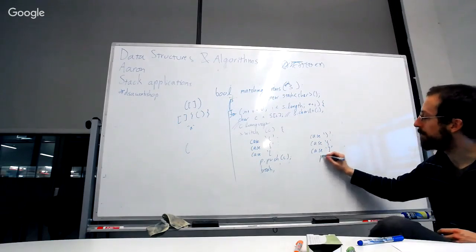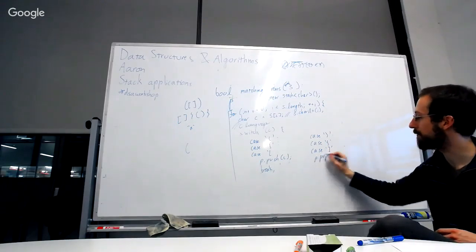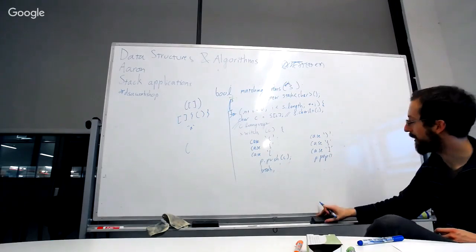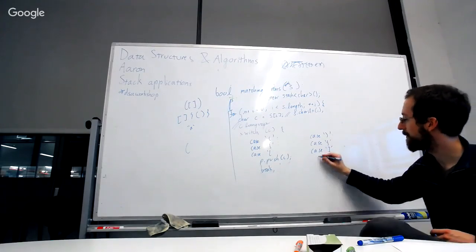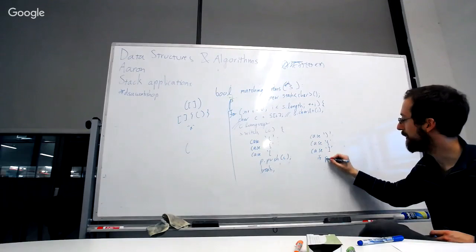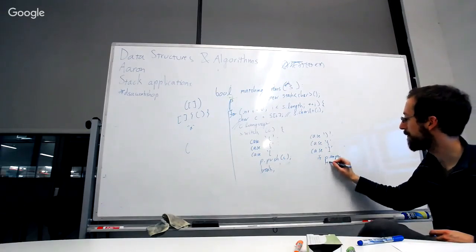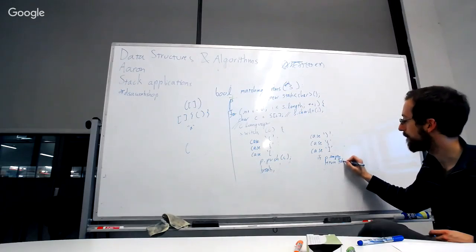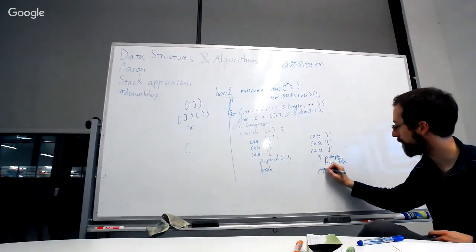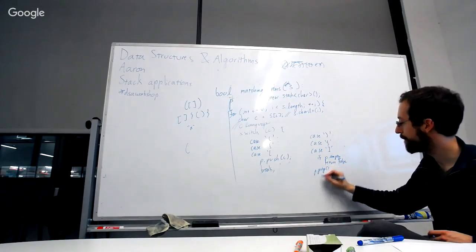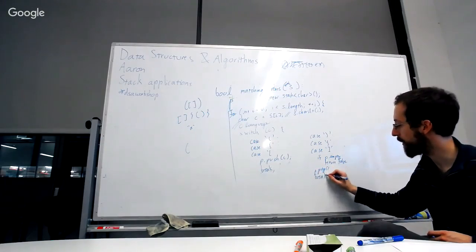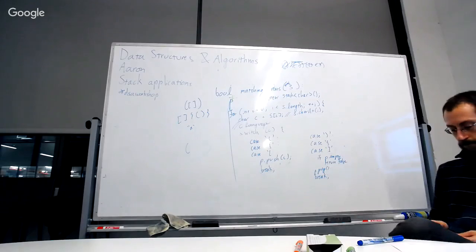Okay, so p.pop. And well, okay, we remember last time, if p not empty, return false. Otherwise, pop. P.pop. Gotta remember the breaks. Are we happy?